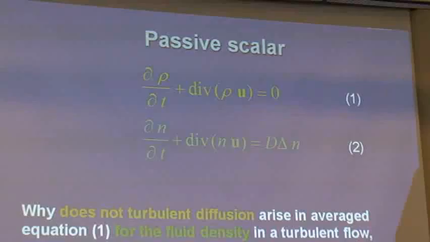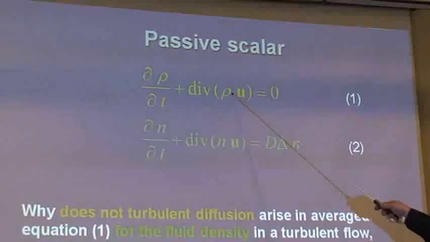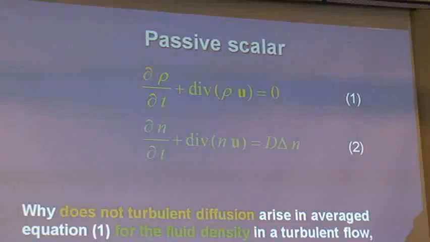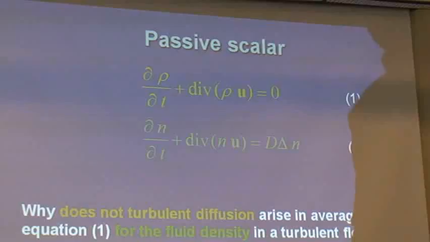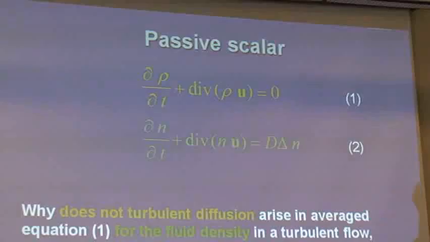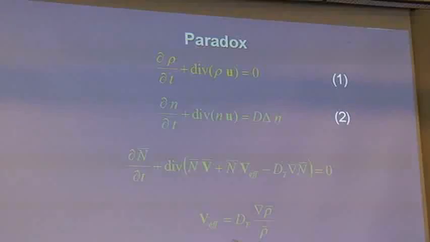This term produces turbulent diffusion. Now, from a mathematical point of view, why does one equation produce turbulent diffusion and another not? Why does the continuity equation for the fluid give a mass flux term? If we average this equation, we obtain turbulent diffusion; if we average that one, we do not. So you're saying rho prime times u prime should average to zero somehow. Yes, it should be zero. But that's an assumption. It's not an assumption, it's an exact result. Now, the question is why. How is it possible to explain this paradox?